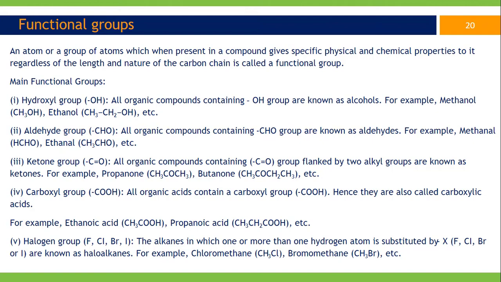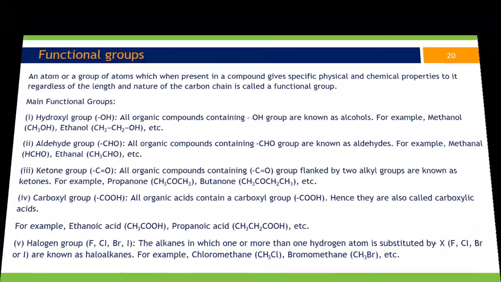Next, the aldehyde group with the functional group CHO. All organic compounds containing the CHO group are known as aldehydes. For example, methanal HCHO, otherwise formaldehyde; ethanal CH3CHO. Next group is ketone, with the functional part C double bond O. All organic compounds containing the C double bond O group flanked by two alkyl groups are known as ketones. For example, propanone CH3COCH3, butanone CH3COCH2CH3.